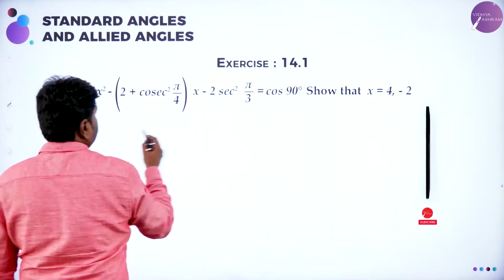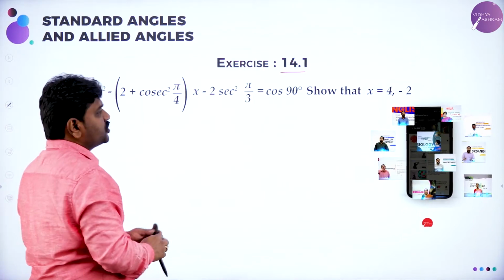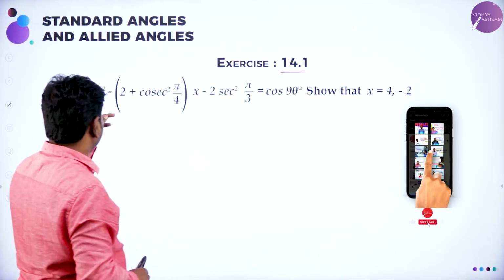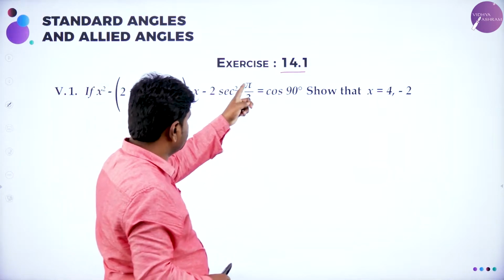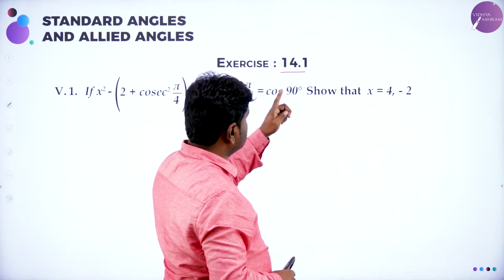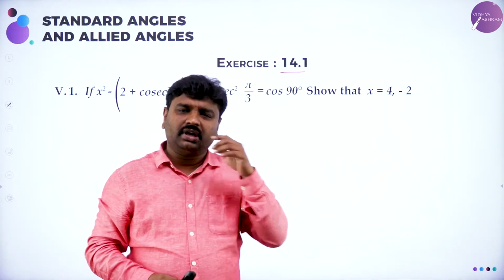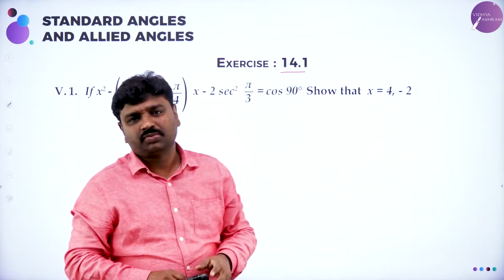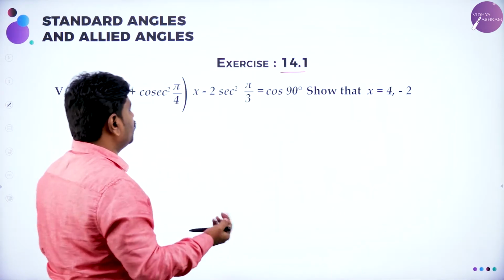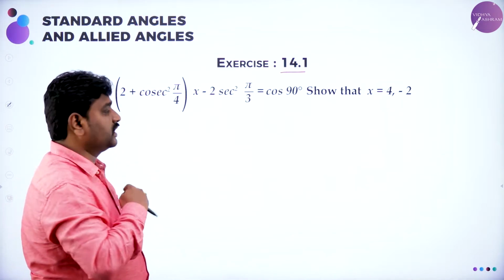See here in exercise 14.1 they gave a first problem. See, dear students, this particular problem: x square minus 2 plus cosecant square pi by 4 into x minus 2 secant square pi by 3 is equal to cos 90. They want you to prove this x is equal to 4 and minus 2. But here we can solve this problem, and we will not get this result. There is an error in the textbook problem. Whatever it is, I'll show you how to solve the method and I'll tell you what is the exact value you are going to get in this case.